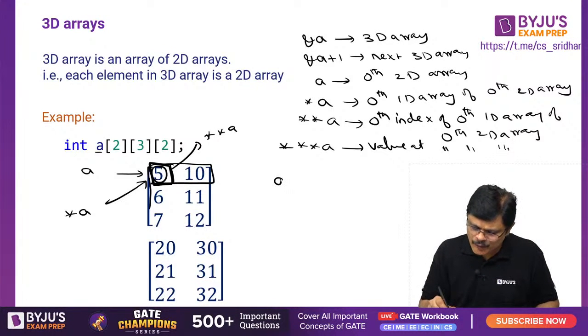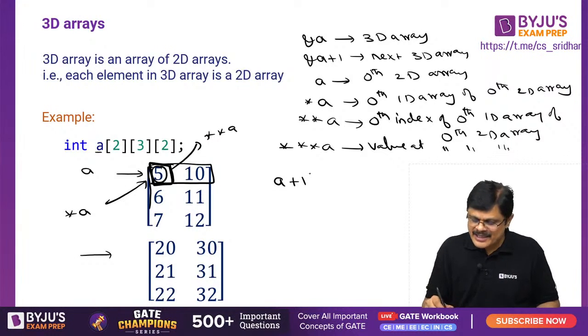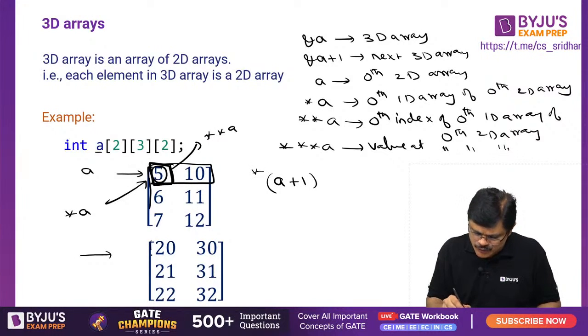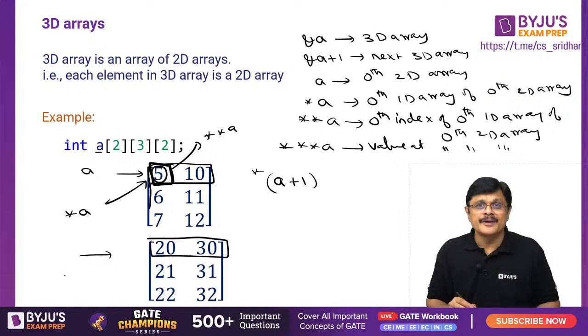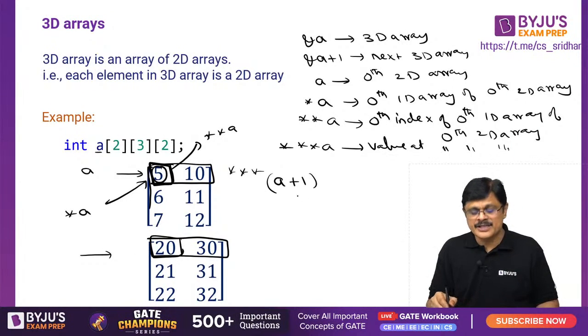So if you do A plus 1, you are referring to this entire 2D array. Star of that refers to this fellow. Star of this refers to this fellow. Star of this refers to 20. Triple star A plus 1 will refer to that particular 0th element, my dear friend, 20.